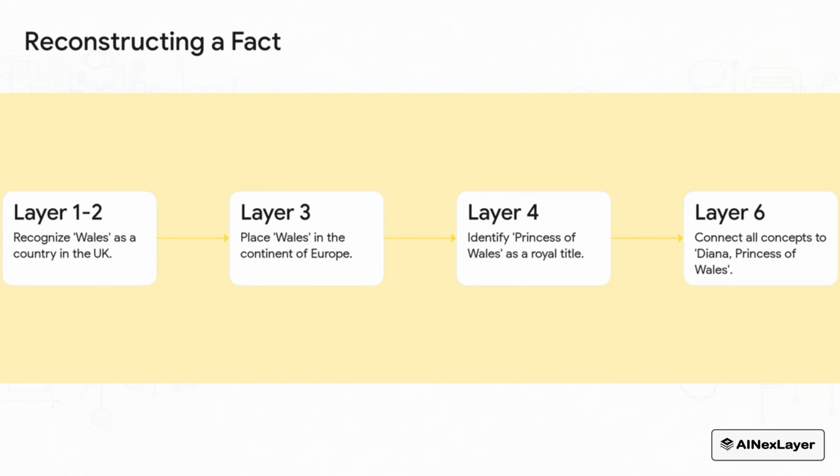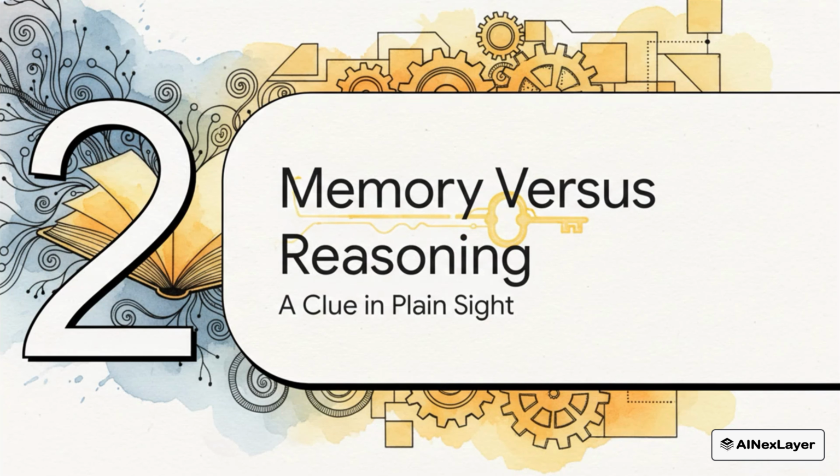Let's make this concrete. Just to identify Diana, Princess of Wales, a model has to basically rebuild that fact from the ground up, every single time. It's not just looking it up. Its first layers might have to figure out, okay, Wales is a country in the UK. The next layer adds, all right, that's in Europe. Then another layer realizes Princess of Wales is a royal title. It's only after all these computational steps that it finally pieces everything together. It's an unbelievably roundabout way to get to a simple piece of stored information. So this whole mess comes from one core mistake. We're treating memory and reasoning as if they're the same thing.